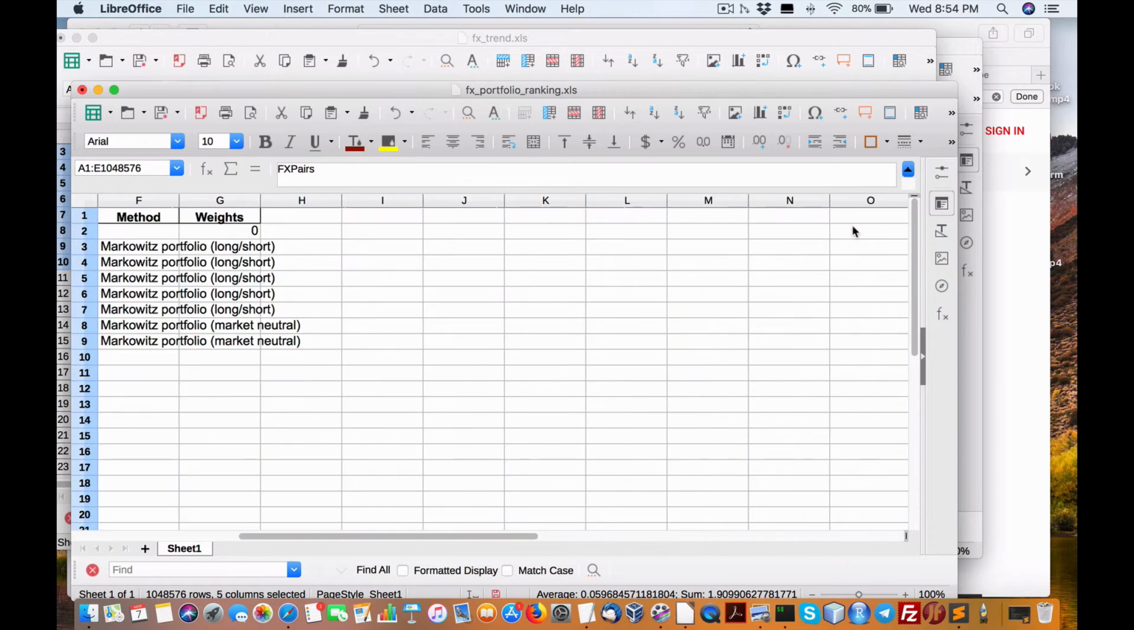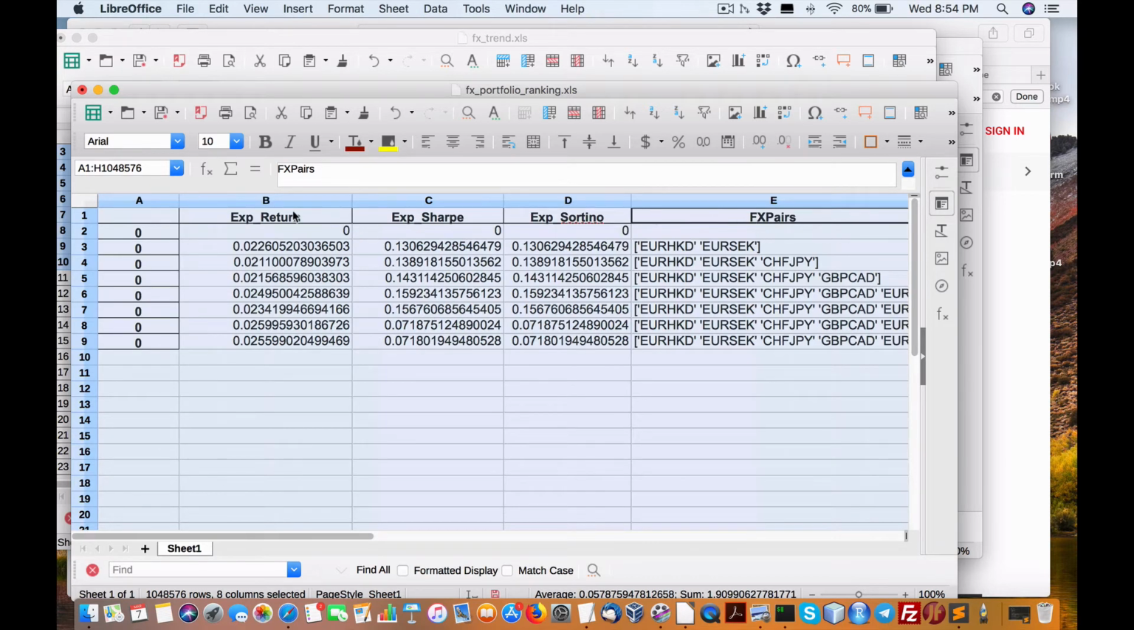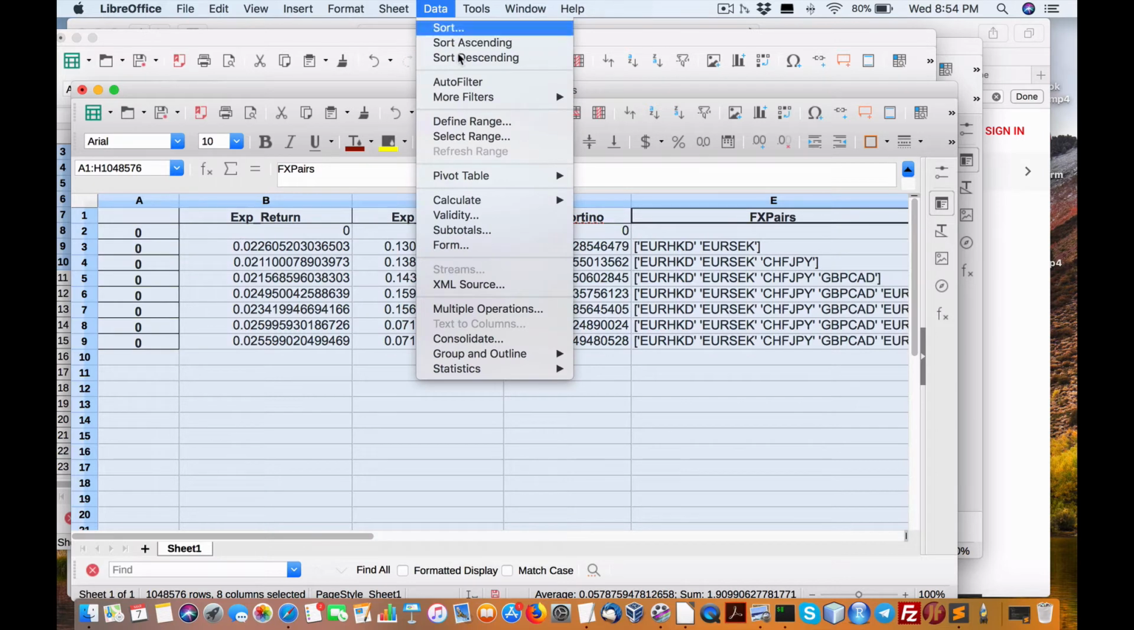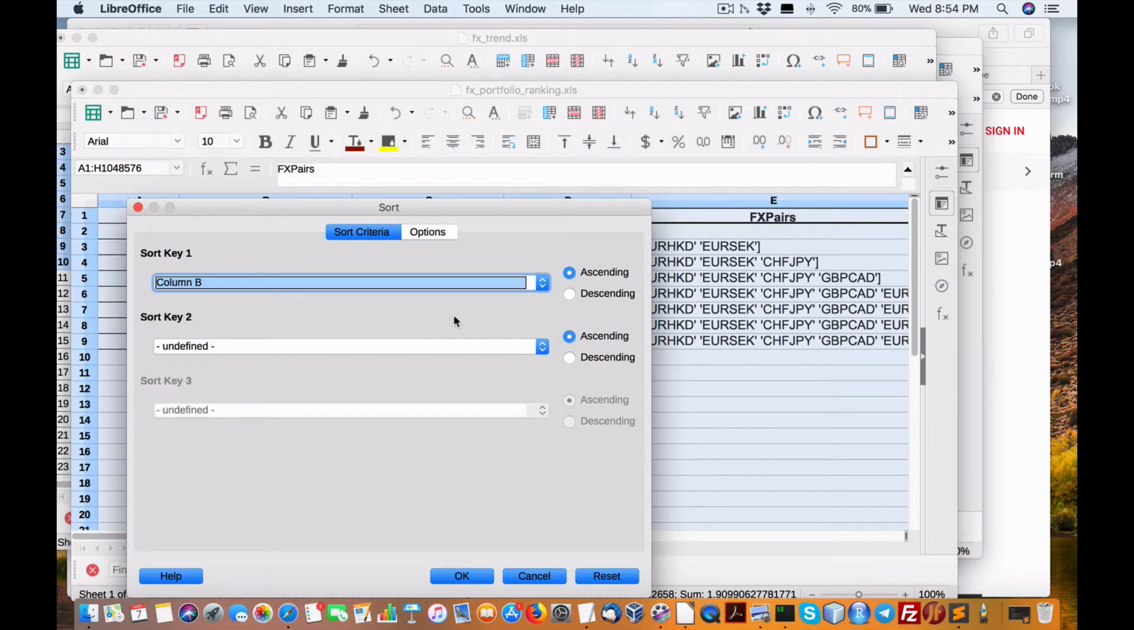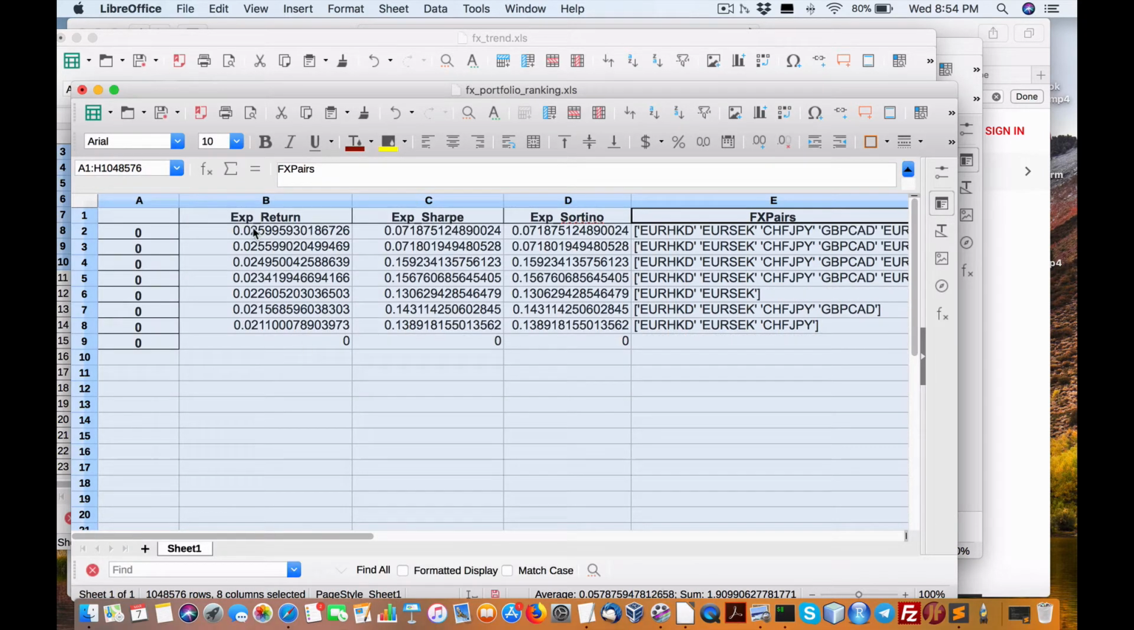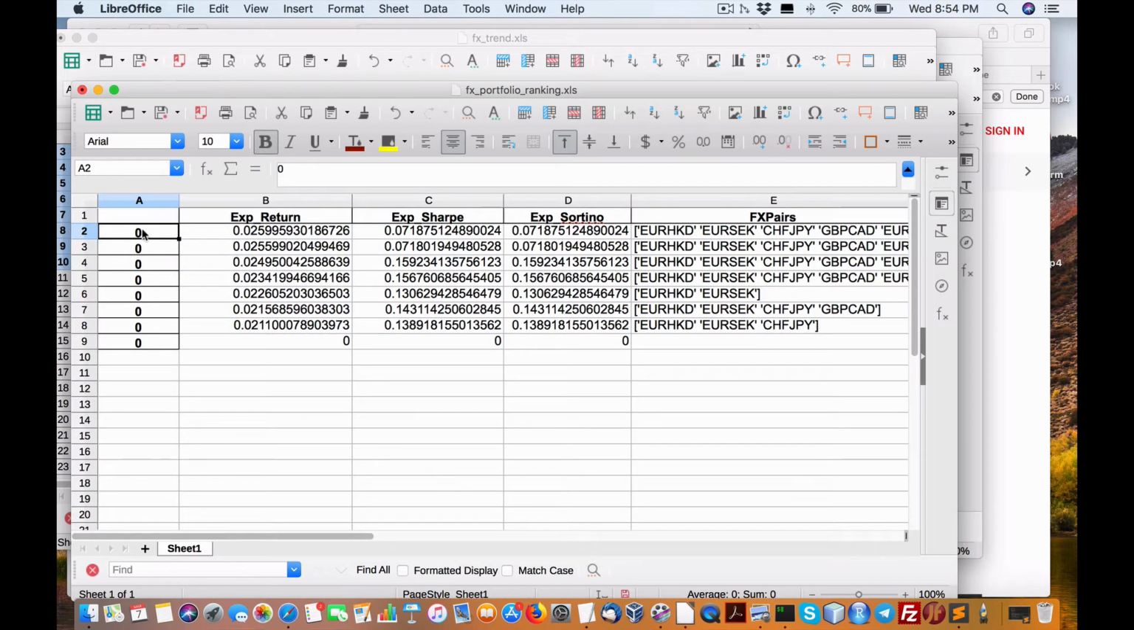just to show you logically how it would look, we are going to sort by the expected return. We'll column B, descending again. Okay, so here we are. This is the one we want for optimal.